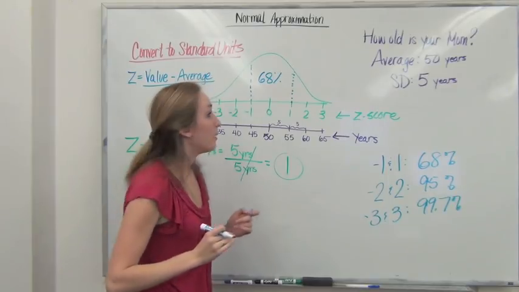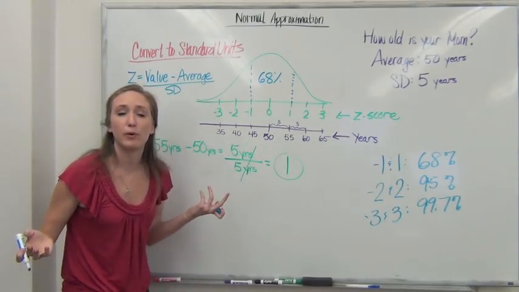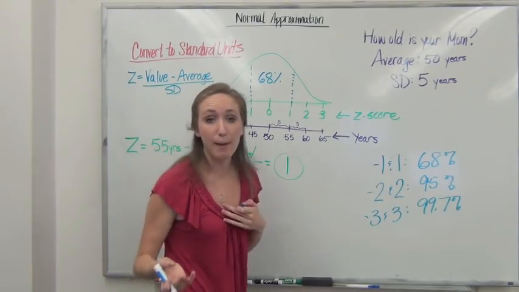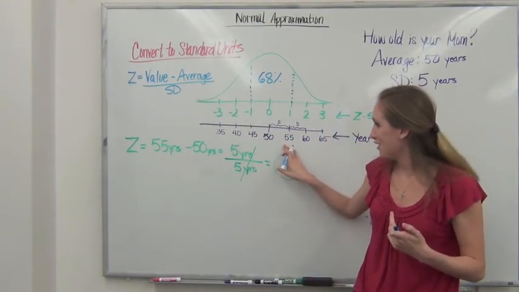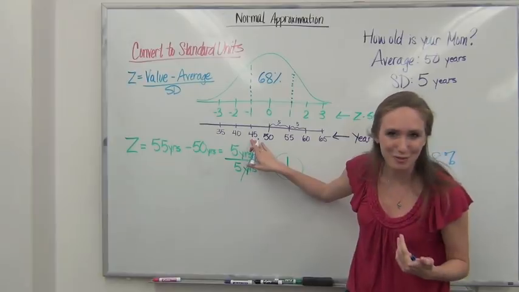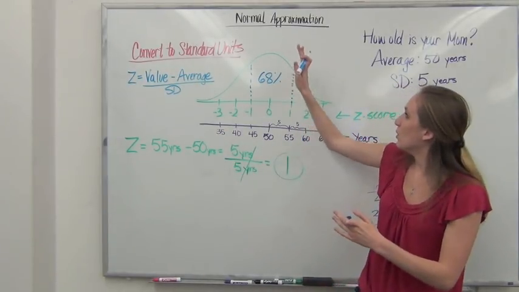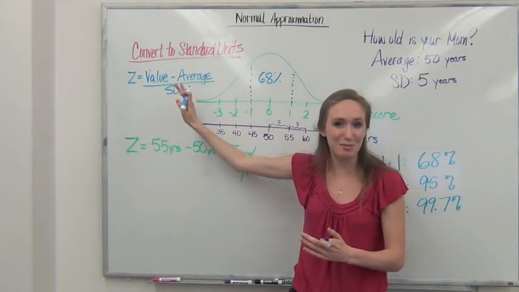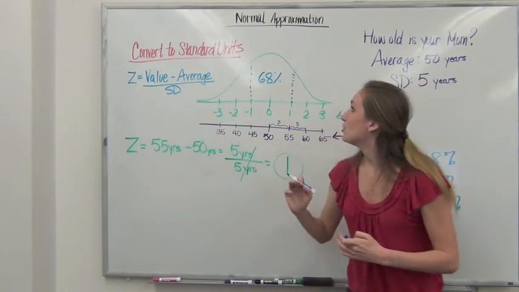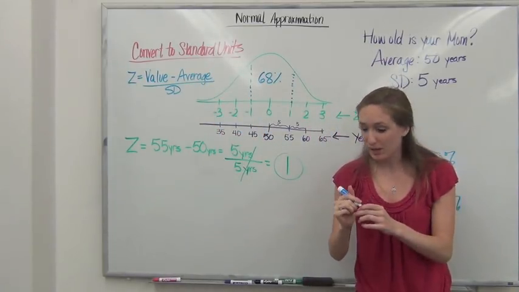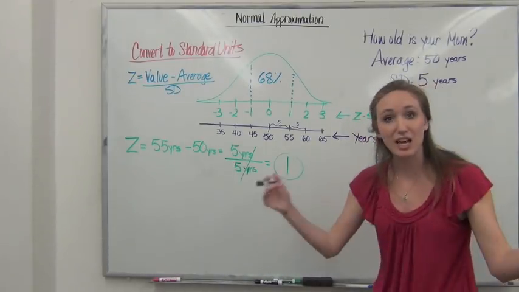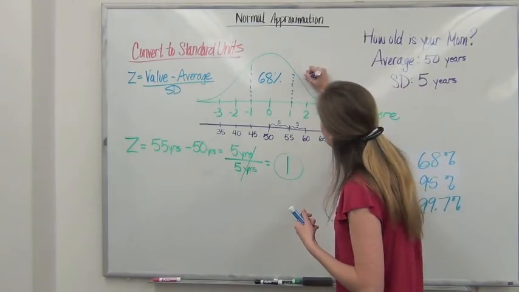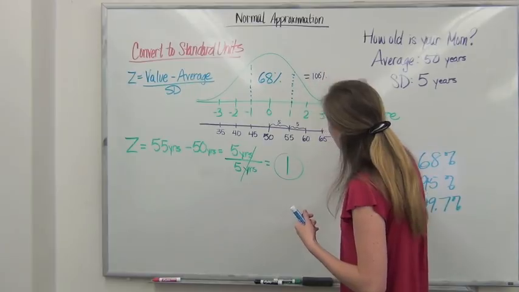But remember, the question I was curious about was, what percentage of mothers is my mom older than? Not what percentage of mothers is she older than that are also older than 45, right? I want to know who she beat in terms of age, total. So the next thing we need to remember is that the entire normal curve, an entire histogram, always equals 100%.